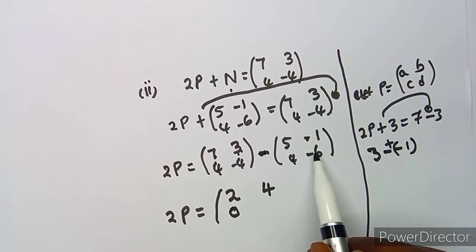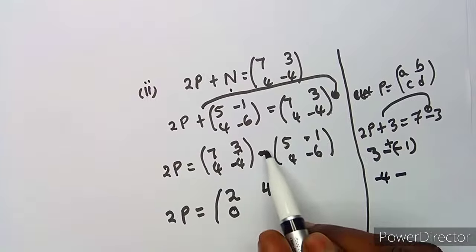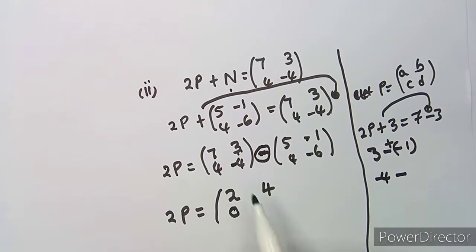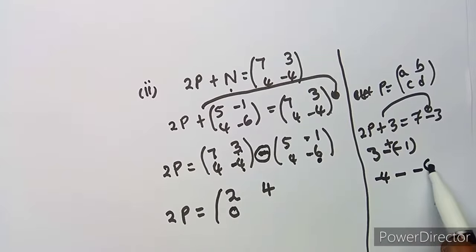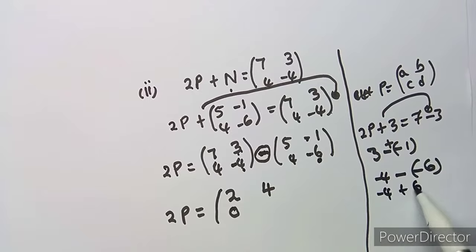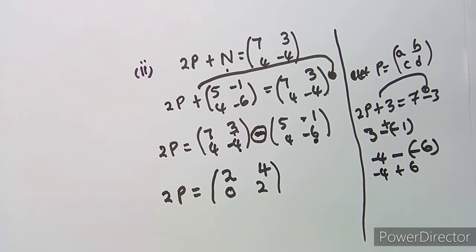Minus 4 minus minus 6. Take note, it's a minus 4, then there's a minus that is subtracting the matrices. Then the minus 4 that you're talking about corresponds here with minus 6, like this. So it will be minus 4 plus 6, which is going to give us a 2. Definitely, that's what you're going to have there. All right.